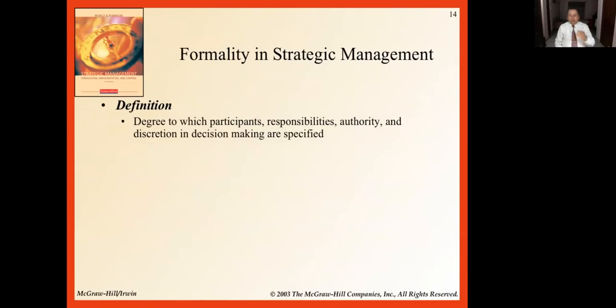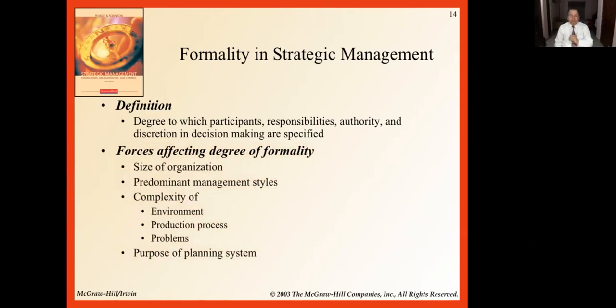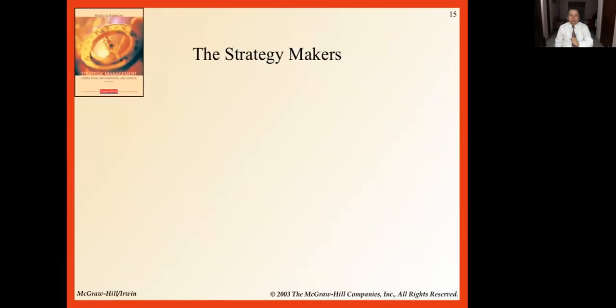And then there is a topic called formality in strategic management. It is the degree to which participants' responsibilities, authority, and discretion in decision making are specified. How formal are the processes? It depends on the size, management style, environmental complexity, and purpose of the planning system also. All of these factors actually help with that.